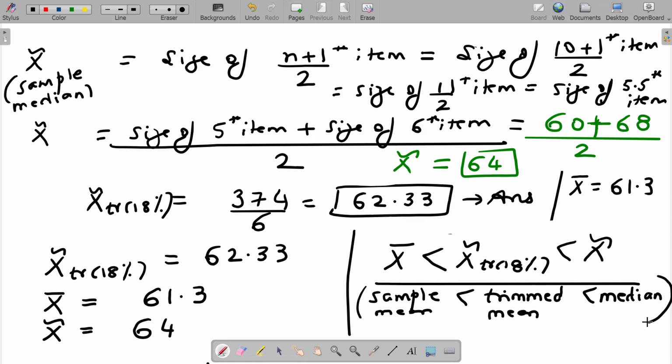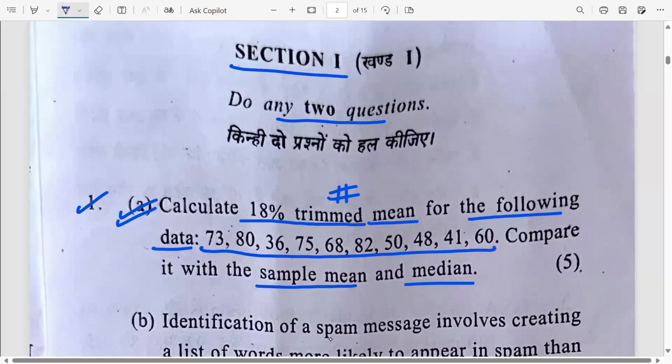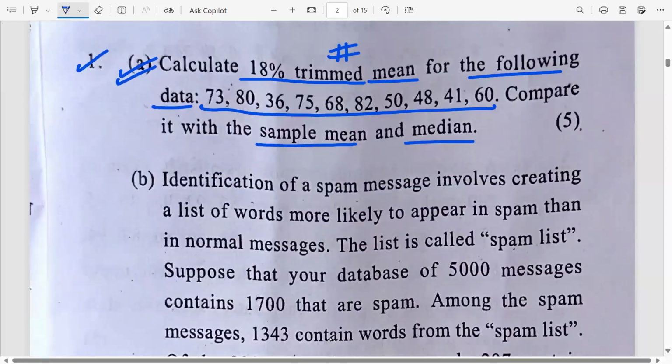So hoping all students have understood this. This is where I stop in this particular lecture. It was a short lecture. The objective was to cover question 1 part A. In the next lecture, I am going to start with the discussion of question 1 part B.